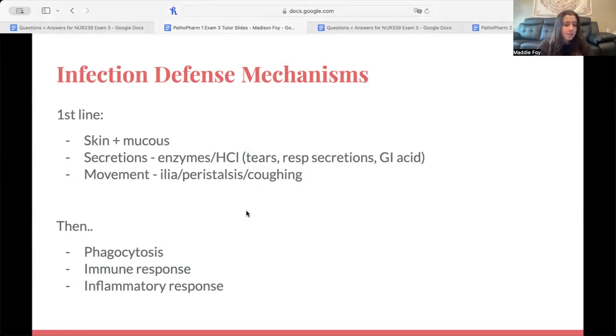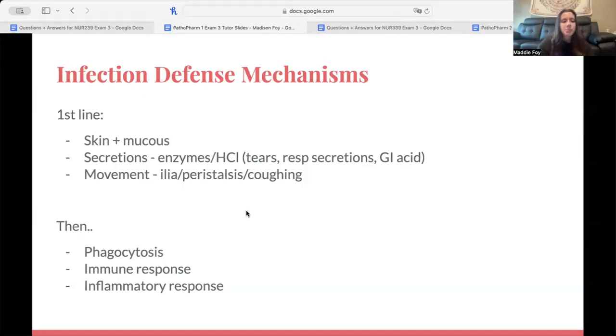As well with GI acid. If you eat something that has bacteria in it, there's a good chance that your GI acid, your hydrochloric acid, will go ahead and kill that as a first line defense mechanism. And then also movement. Coughing is a great example. If you have a pathogen in your lungs, coughing is a way for your body to just get it out.